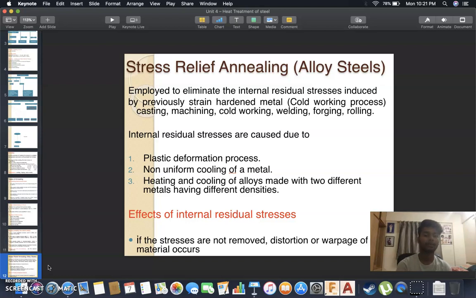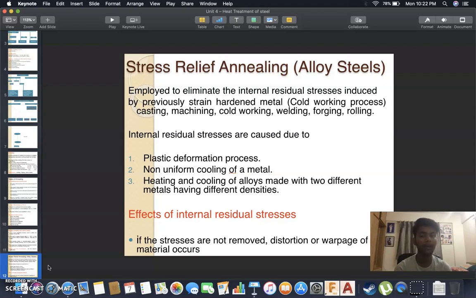So the important point comes here. Internal residual stresses are caused due to plastic deformation process, non-uniform cooling of a metal, heating and cooling of alloys made of two different metals having different densities. So these are the causes of internal residual stresses.